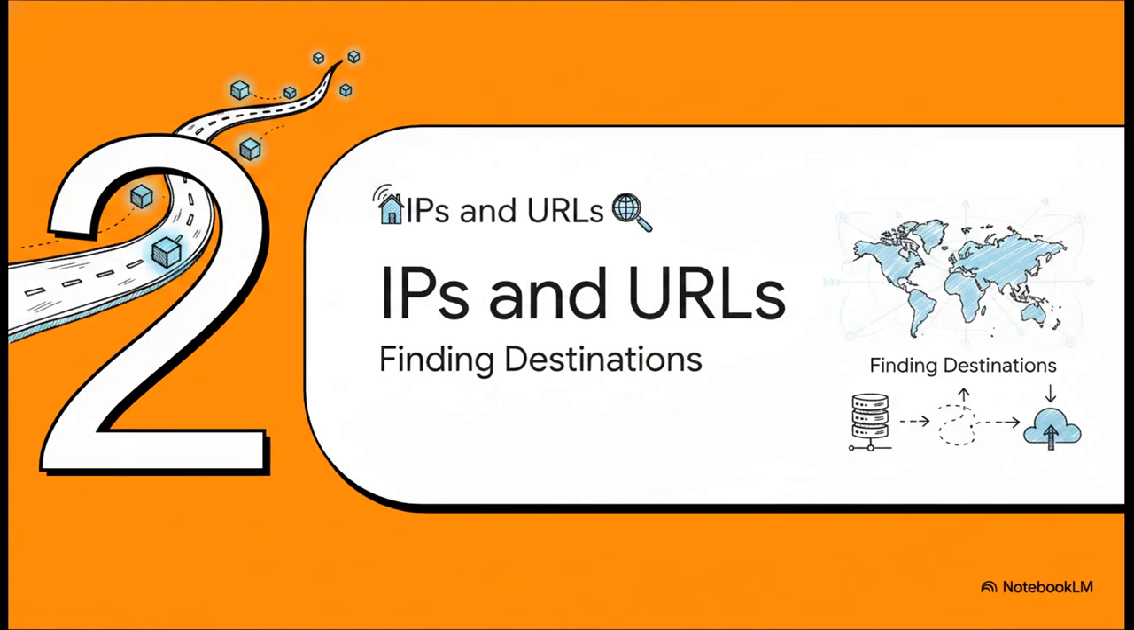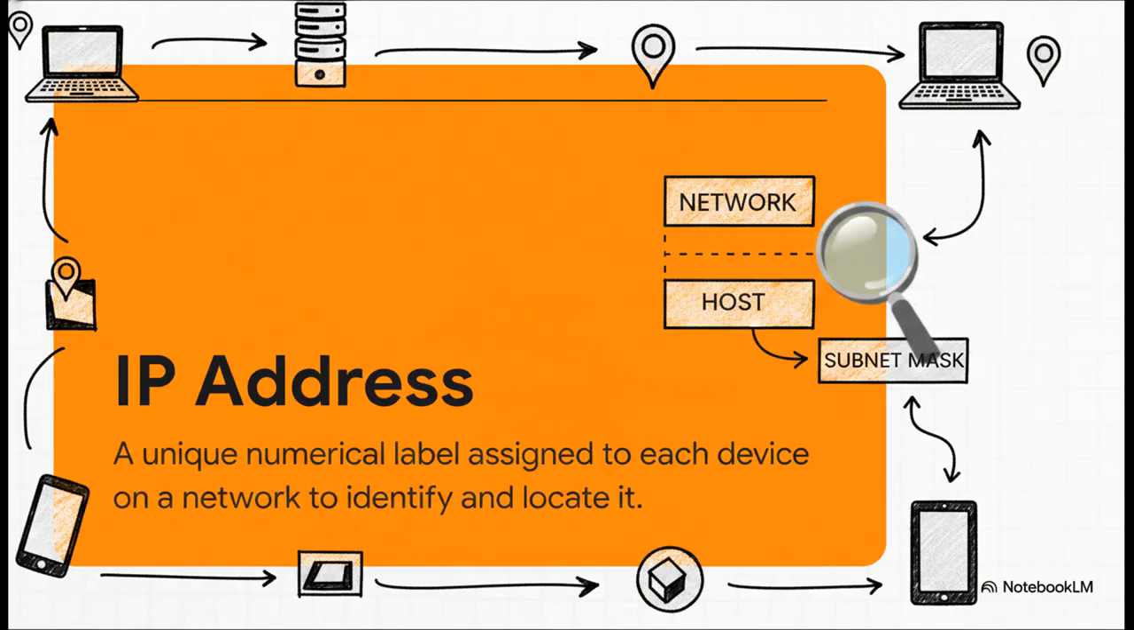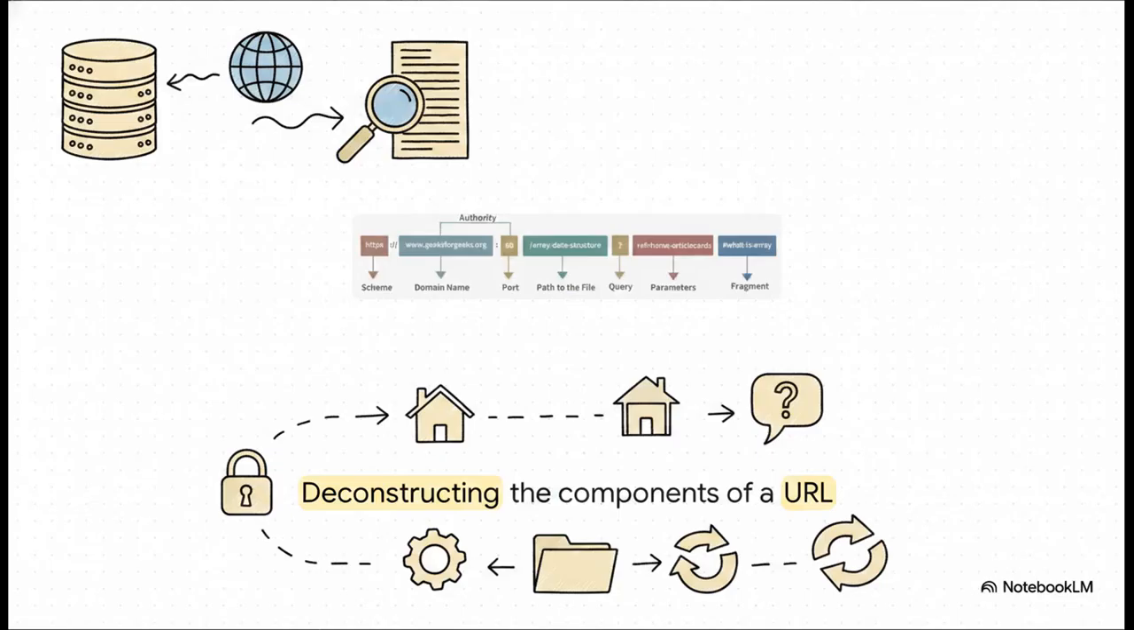Moving right along to section 2, finding destinations using IPs and URLs. Okay, so once we're past the gateway, your data absolutely needs a destination. Every single device on a network requires an IP address, which is basically the exact digital GPS coordinates of the network. Identifying a specific device and locating it so communication can actually happen, that is the entire core of the system. And within that, the subnet mask acts as the strict dividing line. It tells the router exactly which block of numbers belongs to the broader network and which part pinpoints the specific host device.